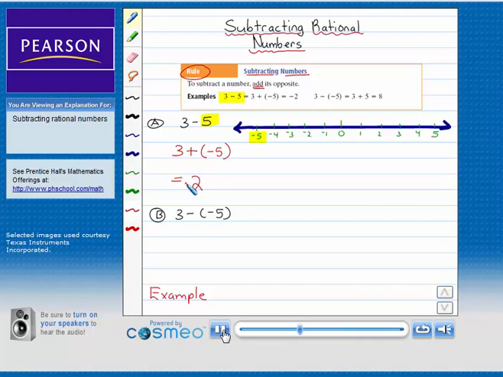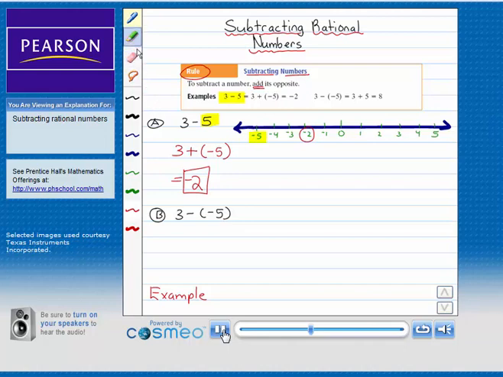And then I want to give my result the sign of the number that's furthest away from 0. Well, negative 5 is this far away from 0, and 3 is this far away from 0, so negative 5 is further away, so I keep the sign of my negative, and I'm going to have a negative 2 for my answer. And as you can see, if I was to do this with my number line, I would start at positive 3, and then I would subtract 5 by going to my left. 1, 2, 3, 4, 5 places. And as you can see, I get a negative 2.